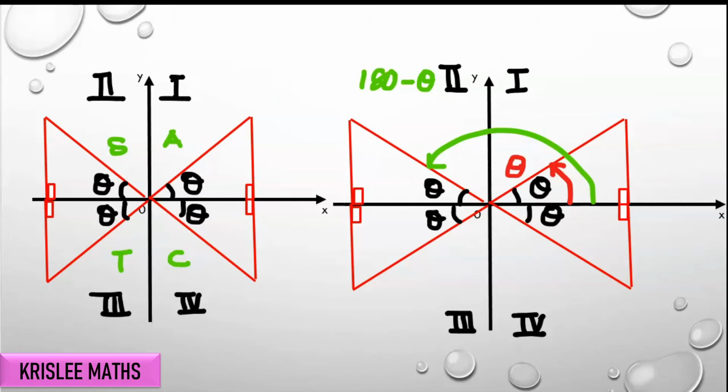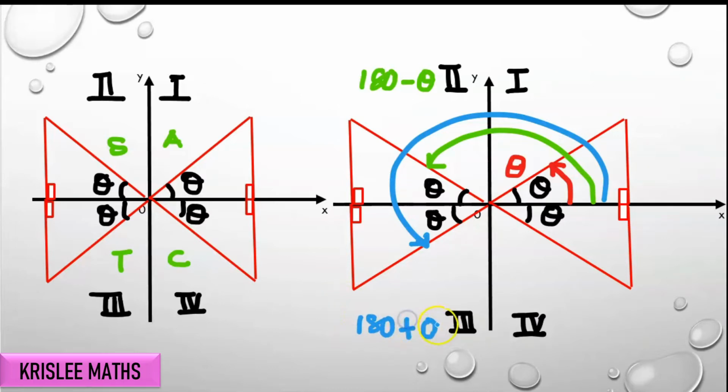You do the same thing for the third quadrant. Again you move from the positive x-axis until you reach the radius in the third quadrant. So in order to find the size of the angle here, you need to take 180 plus the acute angle. So the angle in the third quadrant will be 180 plus theta.